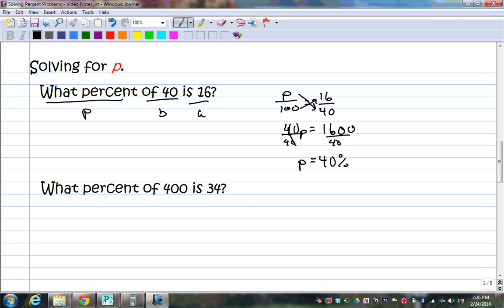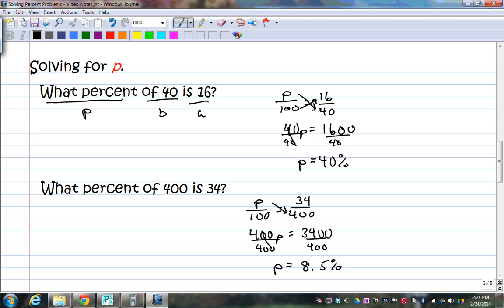Okay, for this one, what percent, so again, we're solving for P, of 400, so 400 is down here, is 34. To do this one, again, I multiply the variable first. I have 400P is equal to 3,400. Then I'm going to divide both sides by 400. And P is equal to 8.5%.